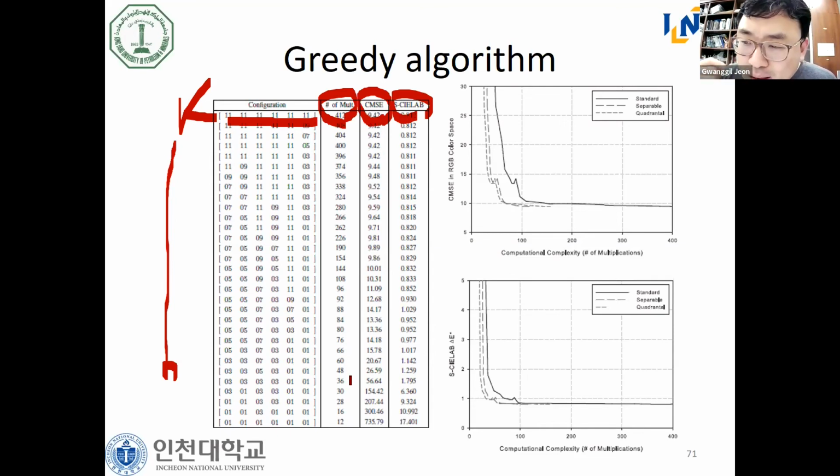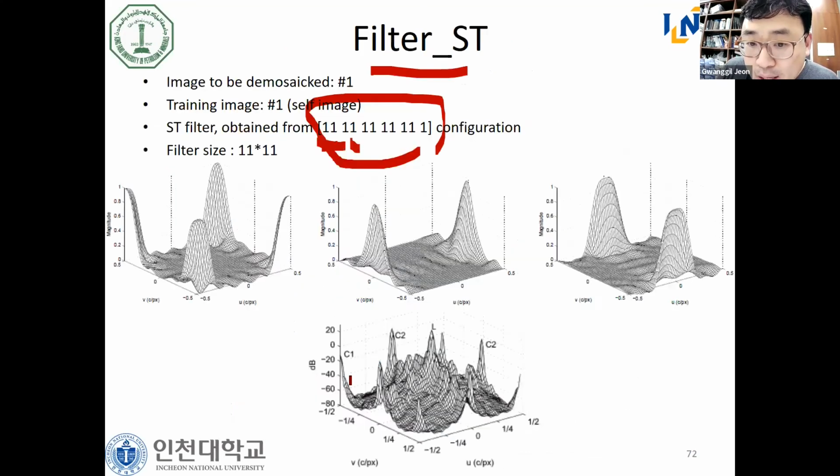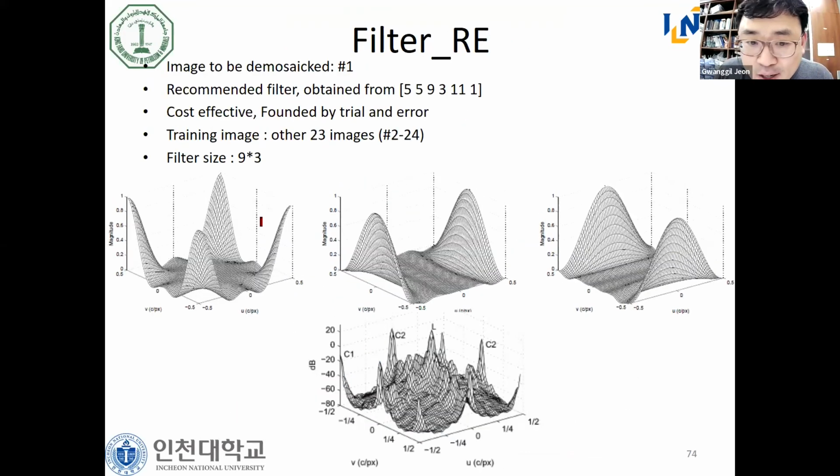But the filter size cannot be unlimitedly bigger, because then the speed is very low. So we want to make a compromise. Here is our recommendation. RE means recommendation, so I recommend you to use this size. The filter is not very big, but the performance is not very bad. So this is my recommendation.